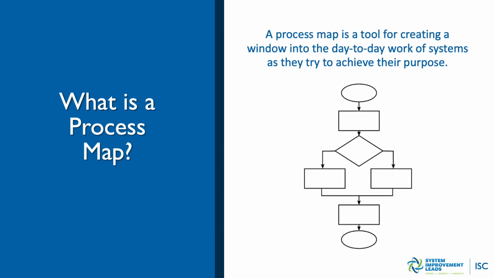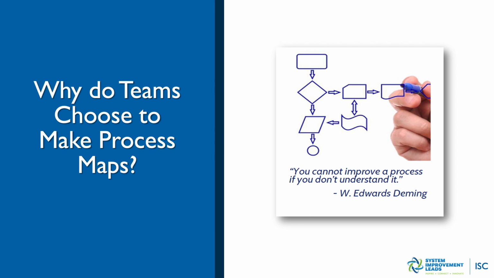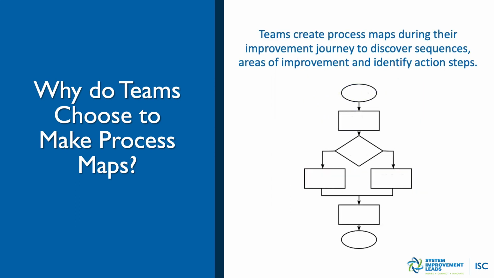Process maps, then, are a visual tool for seeing these steps, their sequence, and their boundaries. So, why do teams choose to make process maps? Teams create process maps during their improvement journeys to discover what their work really is, what order things happen in, where bottlenecks occur, how long things take, and to clarify who does what in the system. These actions help teams figure out where improvement is needed, and even point the way toward what improvement actions to take. We will explore the analysis and use of process maps further in Session 2 of this series.